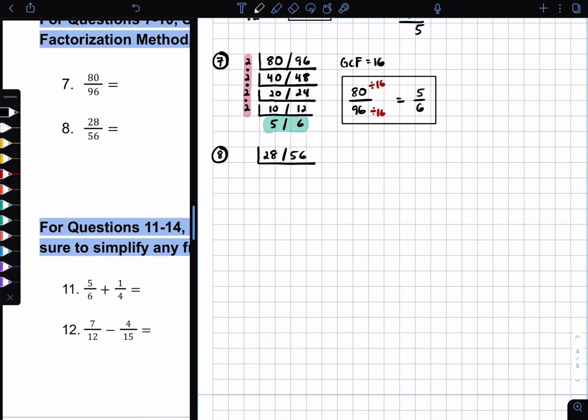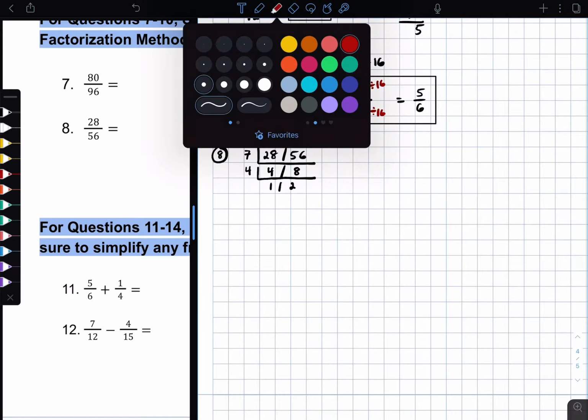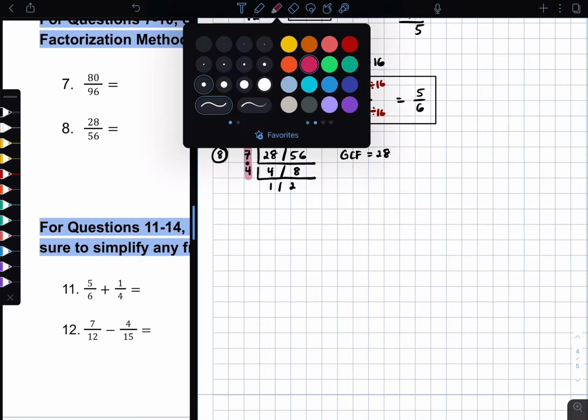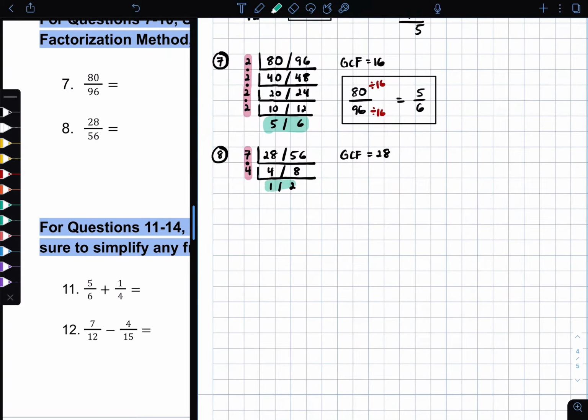For this one, maybe I'll go a little bigger to start. I could start with 2, but maybe go with 7, right? 7 times 4 is 28, 7 times 8 is 56, and then using just a bigger number here, I could use 2 and 2, but let's just use 4 right away, and we get 1/2. These numbers on the side here are going to tell us our GCF, so 7 times 4, GCF would be 28. And then the simplified version of the fraction here would just be 1/2, right?